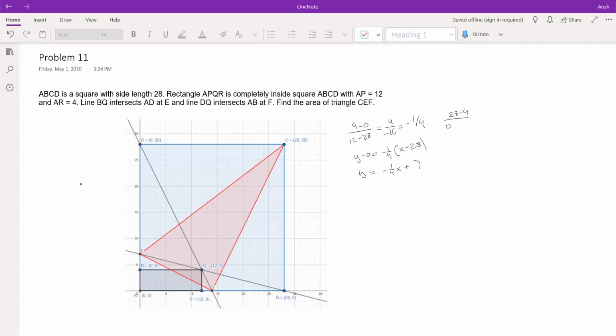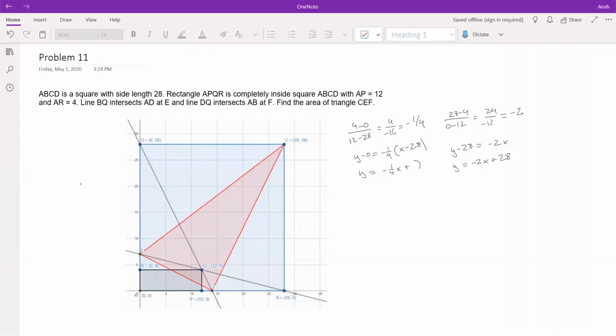So if we do the same with DQ, we get the slope of DQ is 28 minus 4 over 0 minus 12, which becomes 24 over negative 12, which is negative 2. So again, with our idea of keeping everything as simple and efficient as possible, we choose D as our point for point slope, since one of its coordinates is also 0. So this becomes y minus 28 equals negative 2x. And this equation becomes y equals negative 2x plus 28. So now we have the equations of both of our lines.